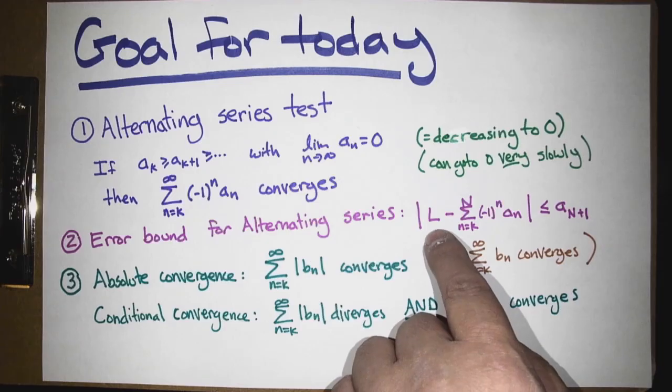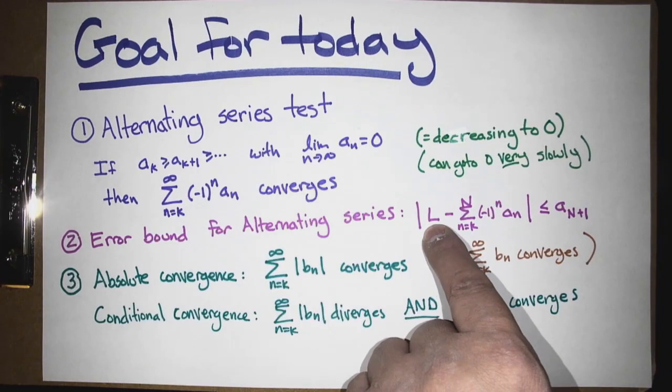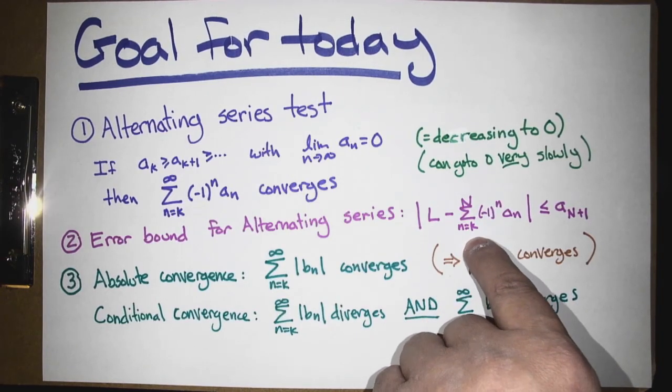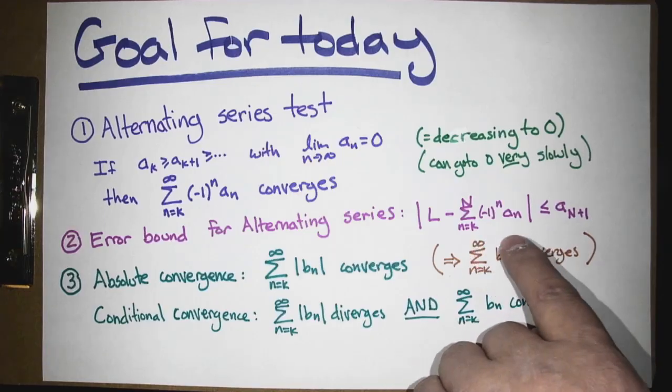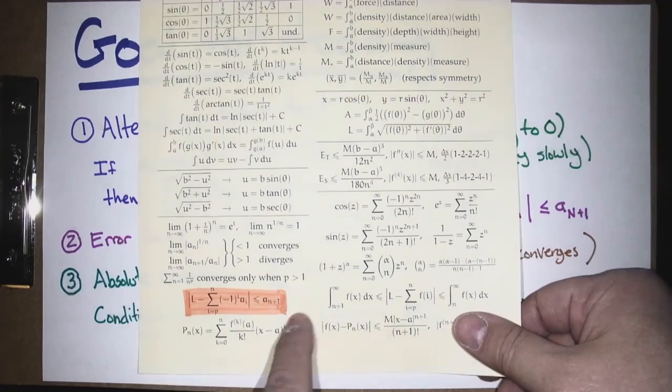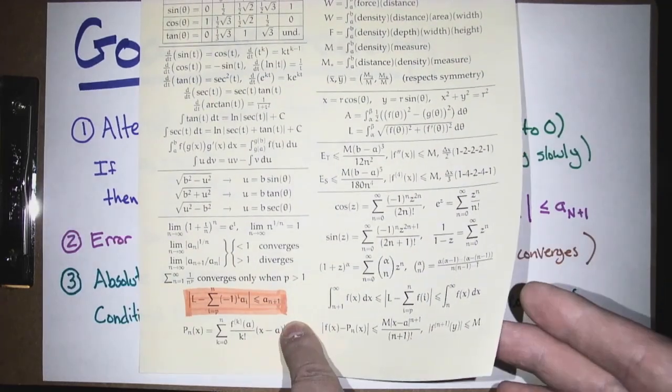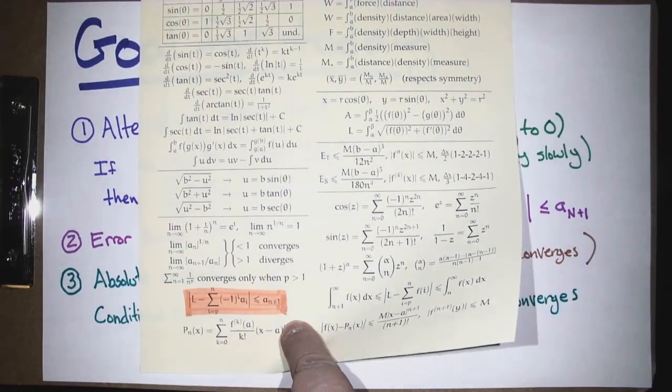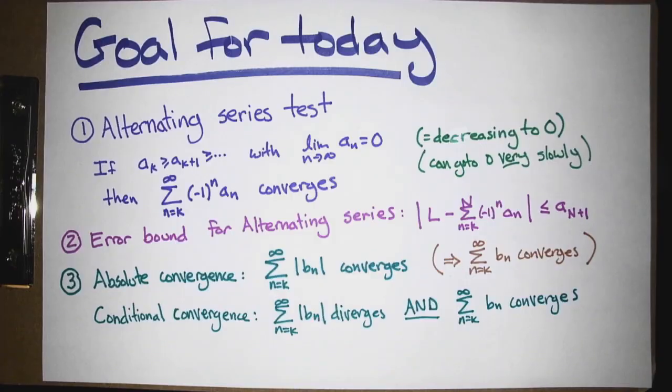So that's what we have. If L is your total sum, and you go up to some place and stop, how far away you are is at most the next term, and that is on your formula sheet. So this shows up on your formula sheet here. My goodness, we're running out of things we haven't talked about on the formula sheet.